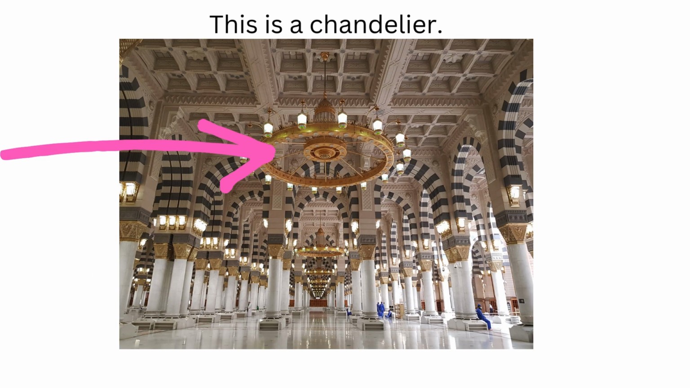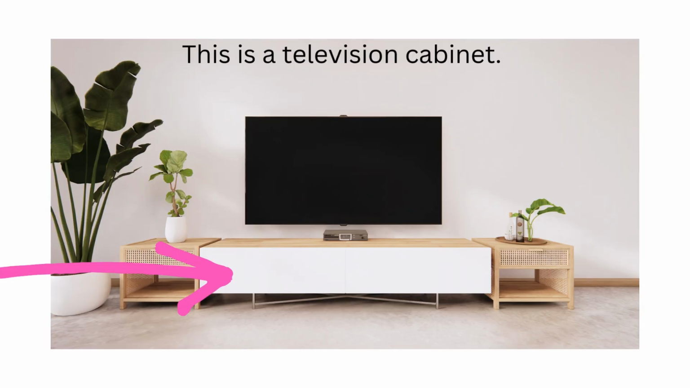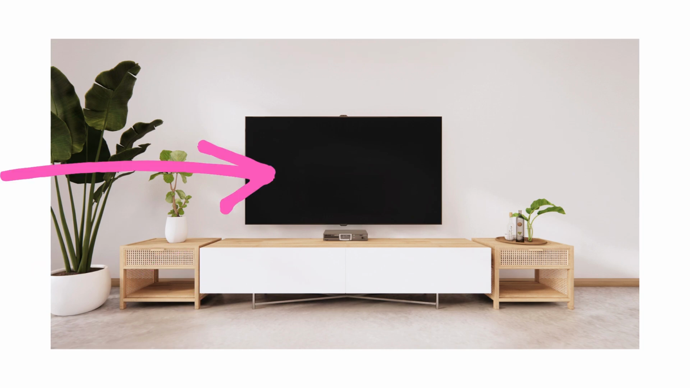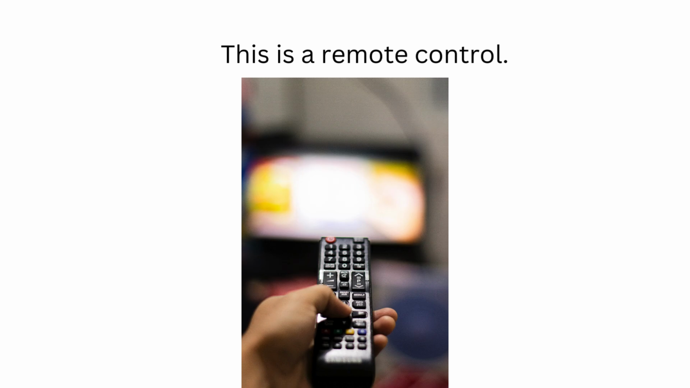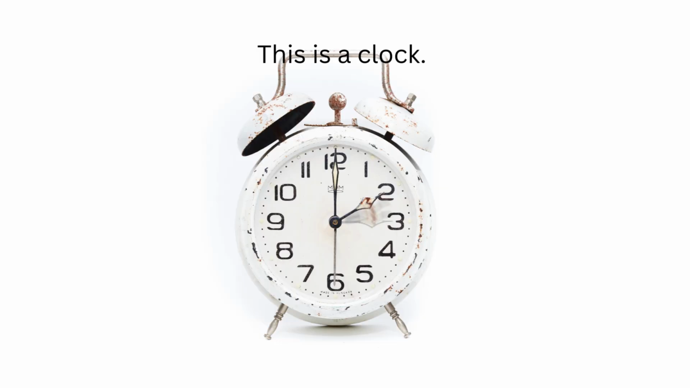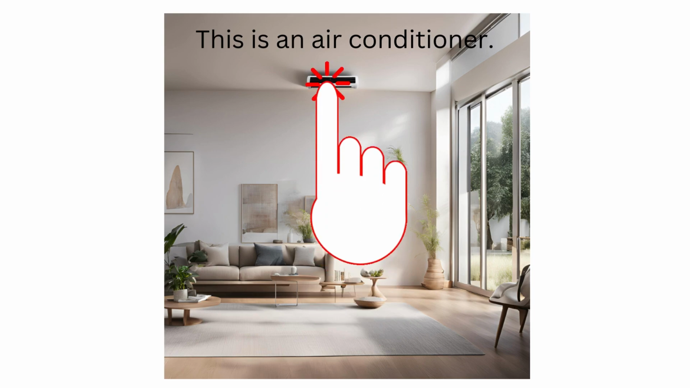This is a chandelier. This is a picture. This is a television cabinet. This is a television. This is a speaker. This is a remote control. This is a clock. This is a bookshelf. This is an air conditioner.